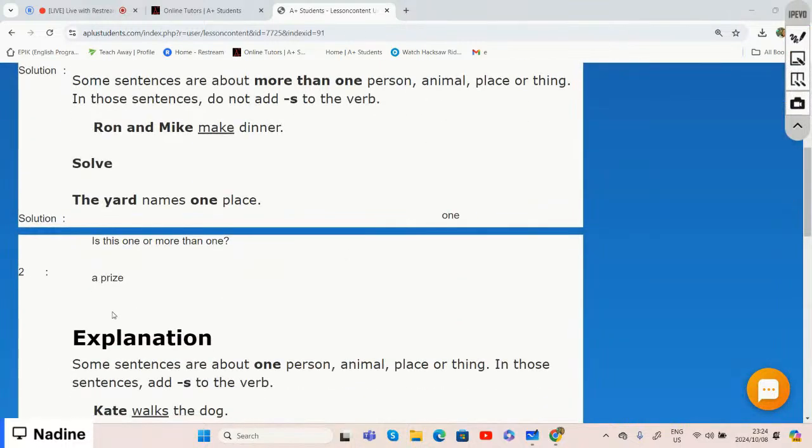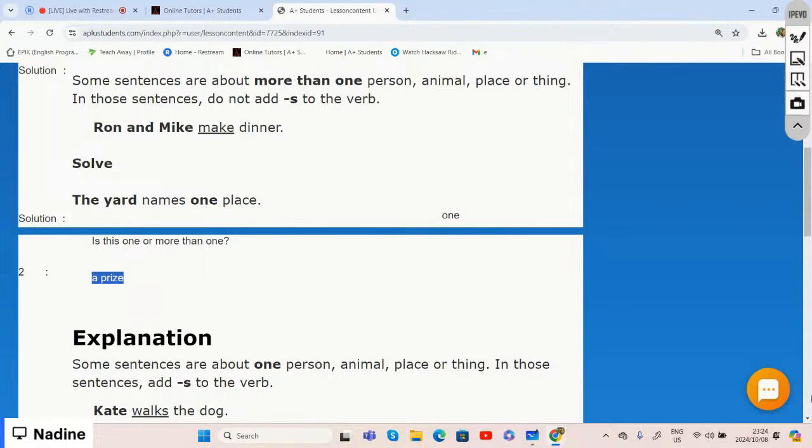The next one says a prize. If we're talking about a prize, is that one prize or is it more than one prize? If we say a prize, is that one prize or is that more than one prize? A prize. Is it one prize or more than one prize?